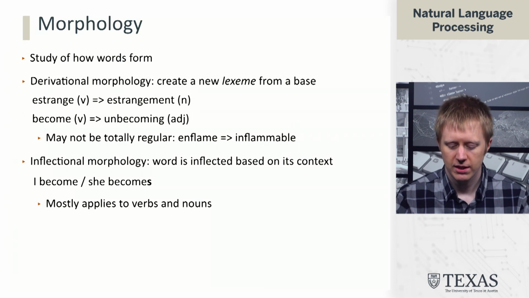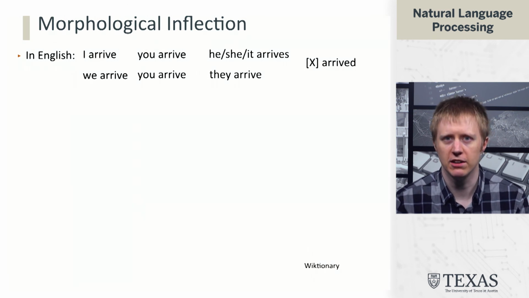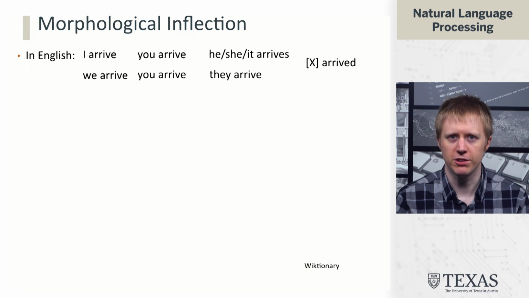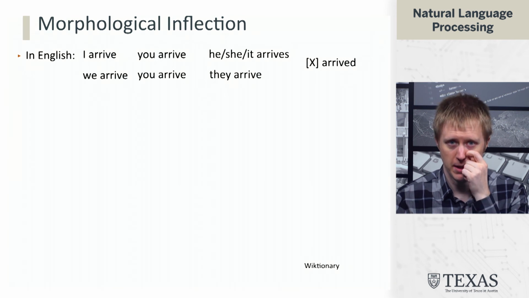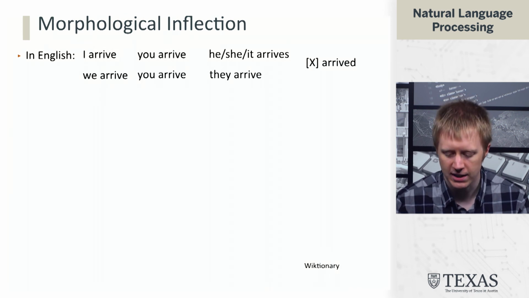But the key thing about it is that the inflectional morphology in English is relatively impoverished. We could think about different pronouns that we might use with first, second, third person, singular versus plural, and then things like past tense. And there are only a few different forms of the verb arrive: arrive, arrives, arrived. Arriving, we're not going to talk about participles and gerunds and things like that.